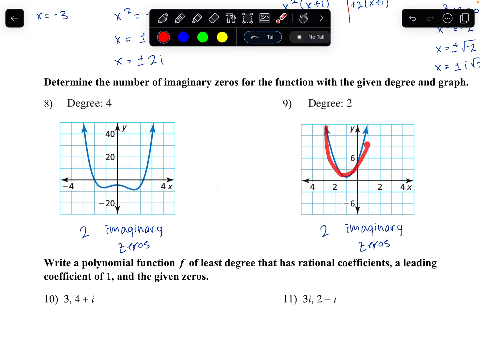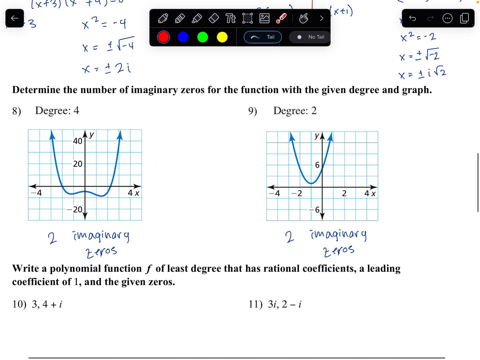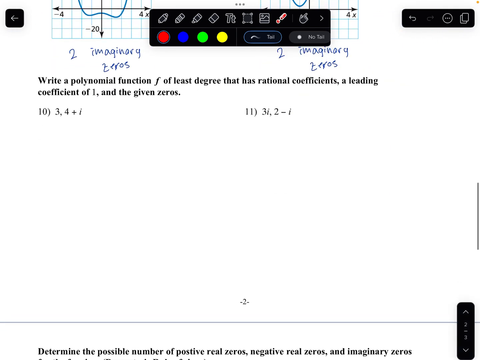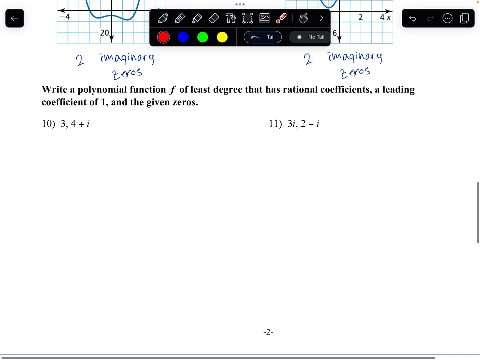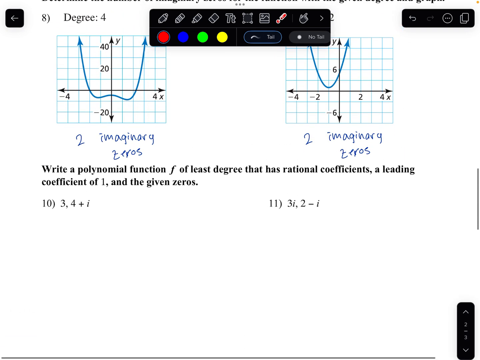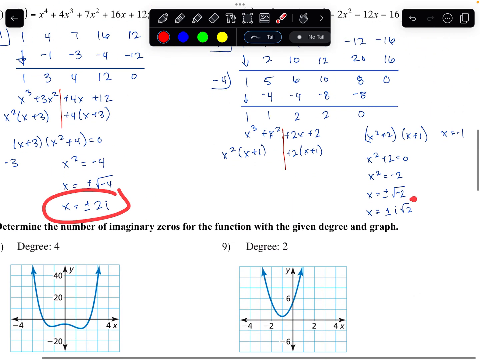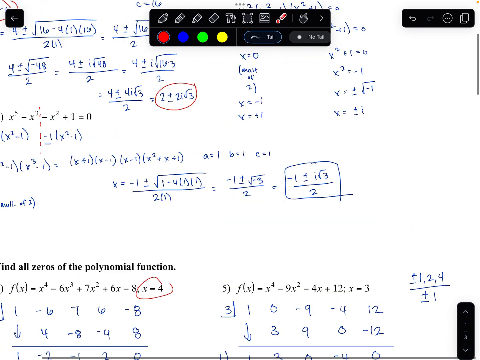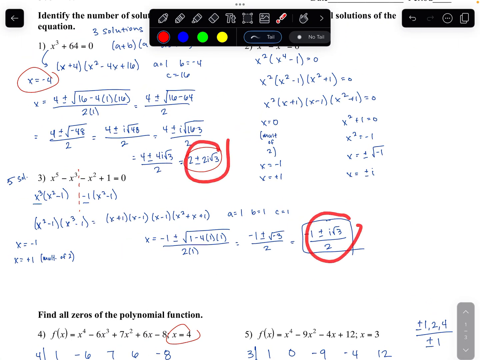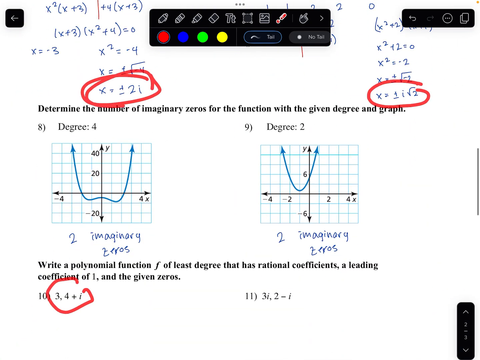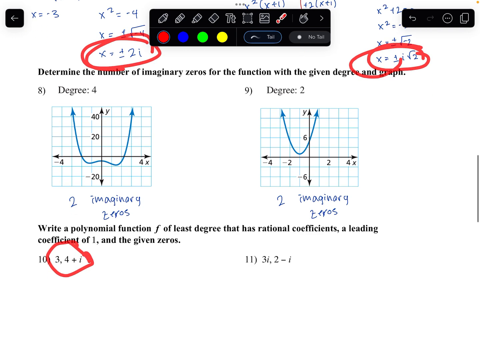Because it doesn't have any x-intercepts, which will show up if they're real. Okay, and finally, we have these last two right here. So we've done these problems before in 3.5, but with irrational, we are also going to do this with rational or imaginary solutions. Imaginary solutions always come in pairs. Always, always, always. Here's 2, and here's 2. Here's 2, and here's 2. And the pairs that they come in are always conjugates.